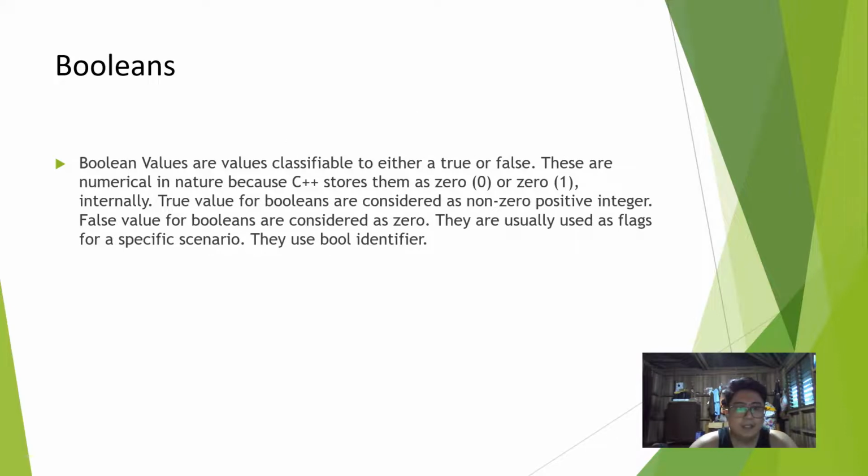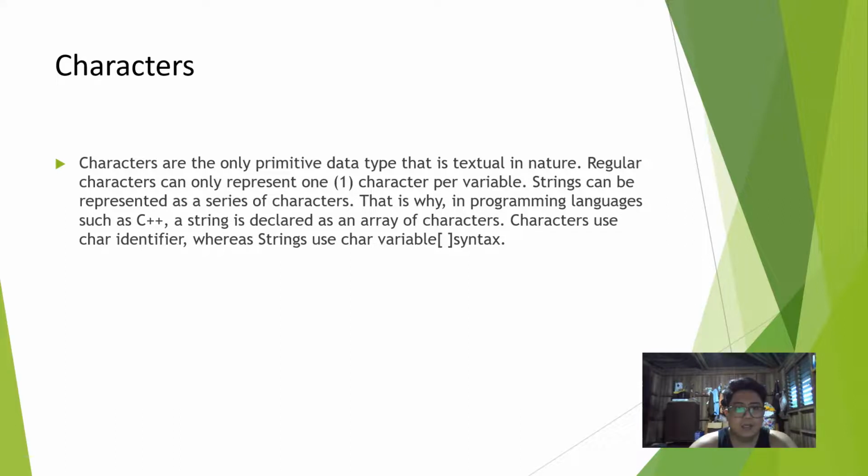The next is booleans. Boolean values are values classifiable as either true or false. These are numerical in nature because C++ stores them as 0 or 1. Internally, true values for booleans are considered as non-zero positive integers. False values for booleans are considered as 0. They are usually used as a flag for a specific scenario. They use the bool identifier.